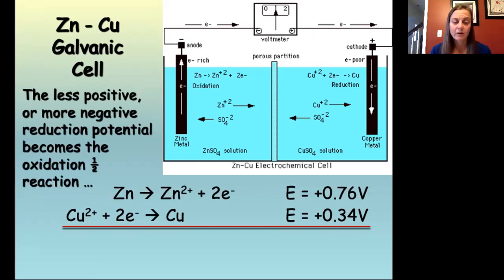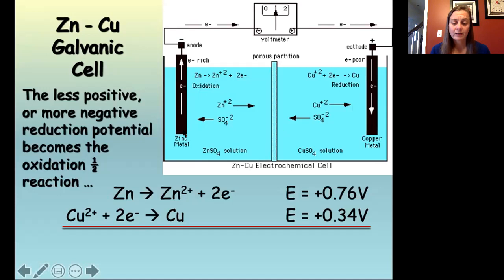So you notice that we've flipped our equation here so that instead of writing both of them as reduction reactions, we're now writing copper as the reduction reaction and zinc as the oxidation reaction. So in this cell, we now know that the electrons are going to flow from the zinc to the copper. The concentration of the copper solution is going to decrease. The mass of the copper electrode is going to increase. The concentration of the zinc solution is going to increase, and the mass of the zinc electrode is going to decrease.